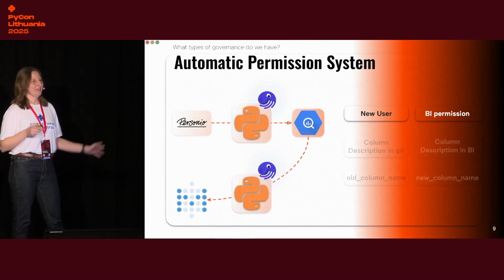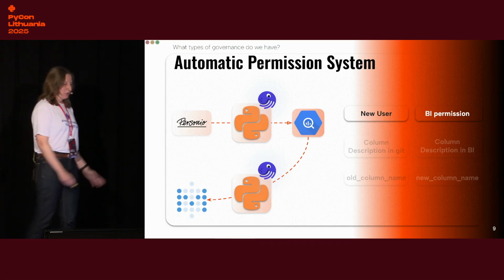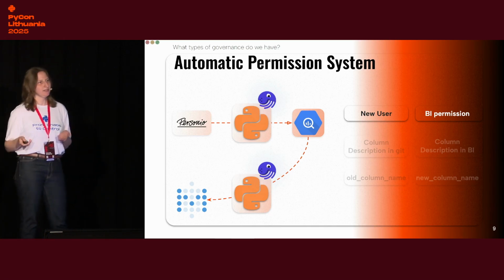All right, so let's go to the first one, the automatic permission system. We have two parts in here. First, we need the data of the employees. The data of the employees we get from our HR system, which is called Personio.